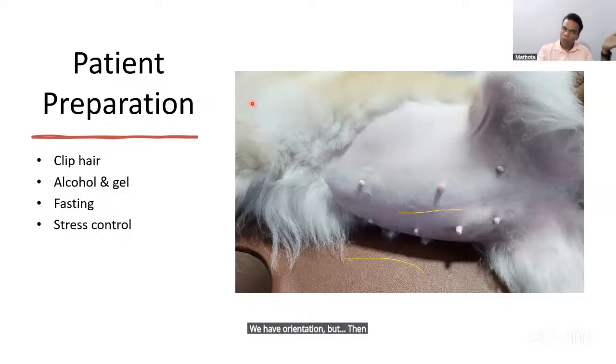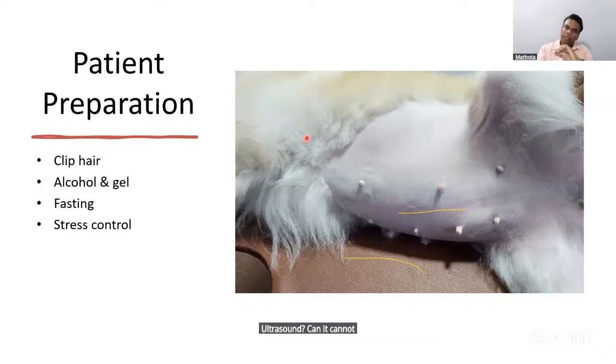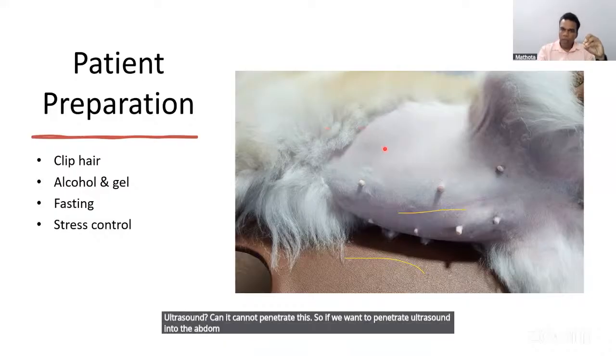Then we go to patient preparation. The patient preparation is very important in ultrasonography because our patients have the skin covered with fur. Ultrasound cannot penetrate this fur. So if we want to penetrate ultrasound into the abdomen, we have to remove this fur. So shaving is very important. So we shave the abdomen.